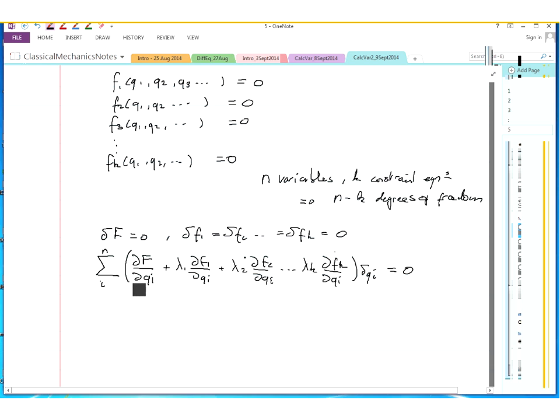All right. So this term here, di f by di qi. I guess you can't see my pointer, right? Let's just use the red. This term here is this term.